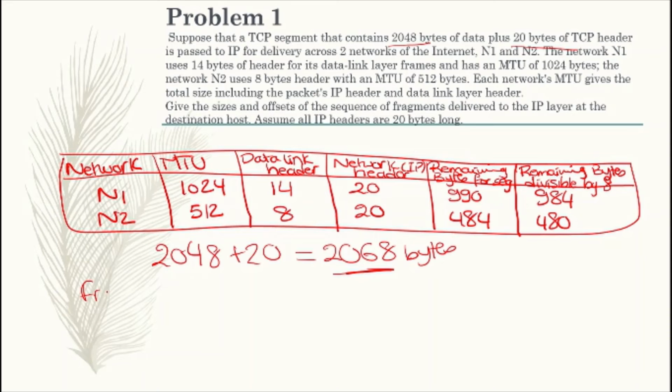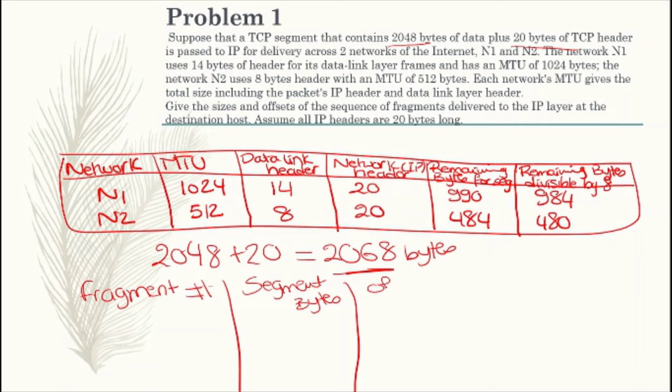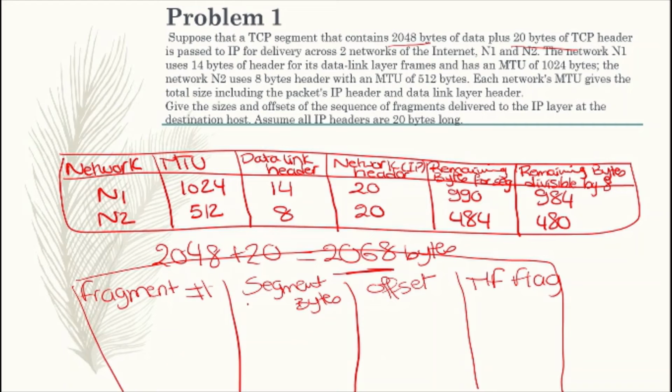So first, let's have another table with the fragment number, then the segment bytes that this fragment will have, and the offset, as well as the more fragments flag. Why did I include these columns? As in the question, after mentioning all the givens, he asked that each network's maximum transmission unit gives the total size including the packet's IP header and data link header, and to give the size and the offset of the sequence of fragments delivered to the IP layer at the destination host.